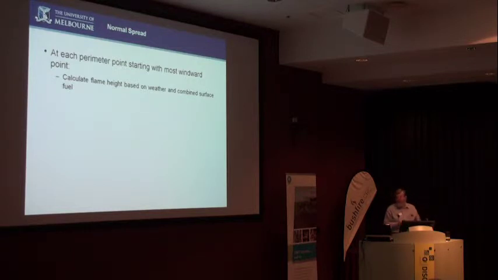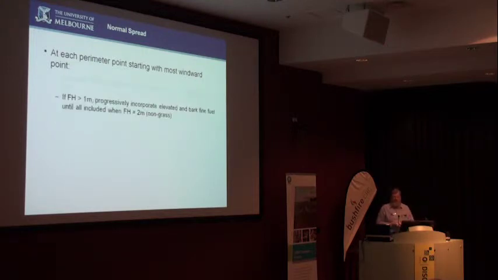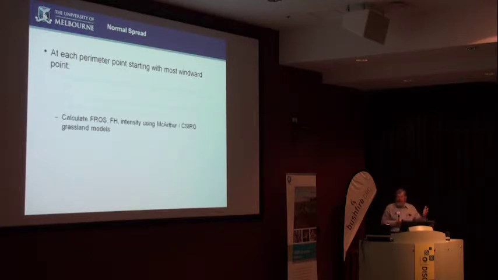We calculate the flame height that we might get from that based on the weather and the combined near-surface fuel load, and then ask ourselves, is that sufficient to start to incorporate the elevated and bark fuels? And we progressively incorporate those, in this case until the average flame height gets to 2 metres. Then we calculate the rate of spread at that point, the flame height, the intensity, basically using the general MacArthur model or the CSIRO grassland models. And that's done for every point around the perimeter.